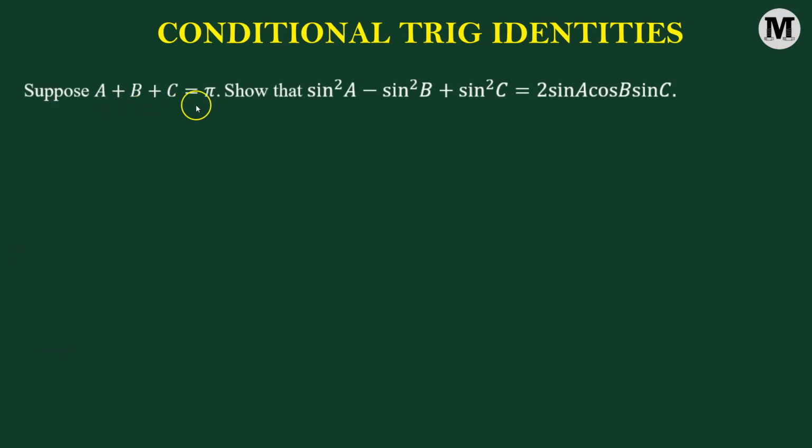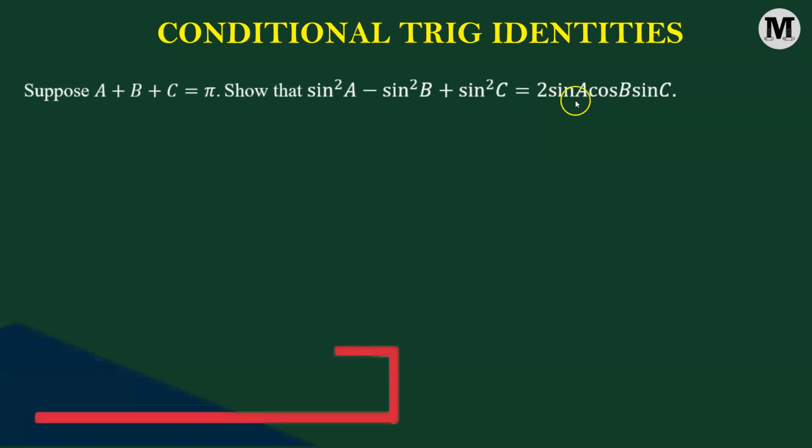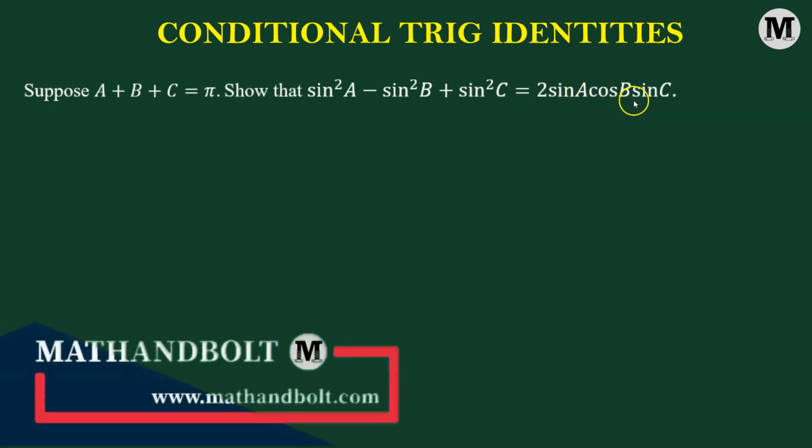Suppose a plus b plus c equals pi radian. We need to show that sine squared a minus sine squared b plus sine squared c equals 2 times the product of sine a, cosine b and sine c. Let us begin our proof from the left hand side.